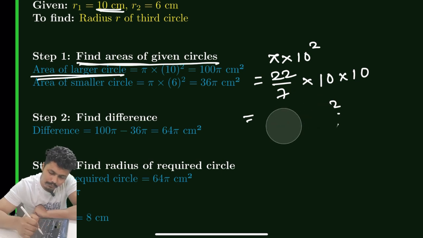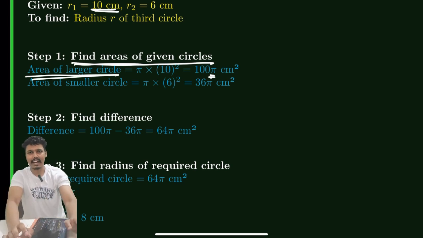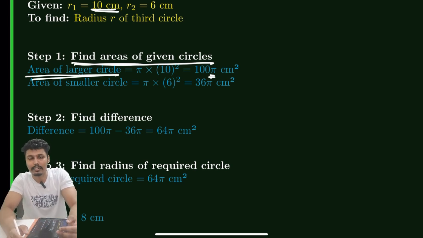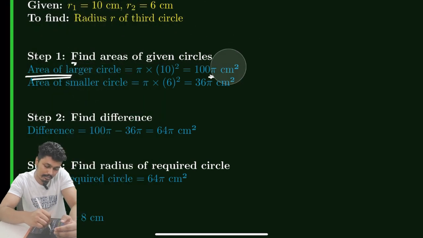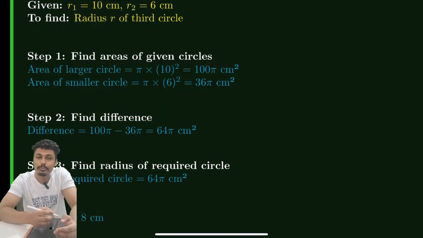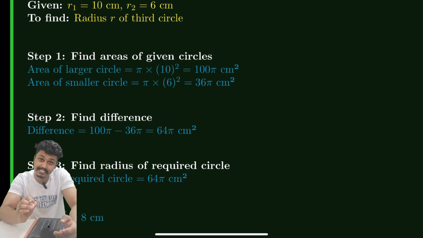But smartly, if you want, don't write the value of pi. You can write it, don't worry, and calculate. But I'm not writing it because it is a wise thing to do. I'll tell you why: it will cancel. In mathematics, if you're doing the steps correctly, you don't need to worry, but this is a smart way to do it.